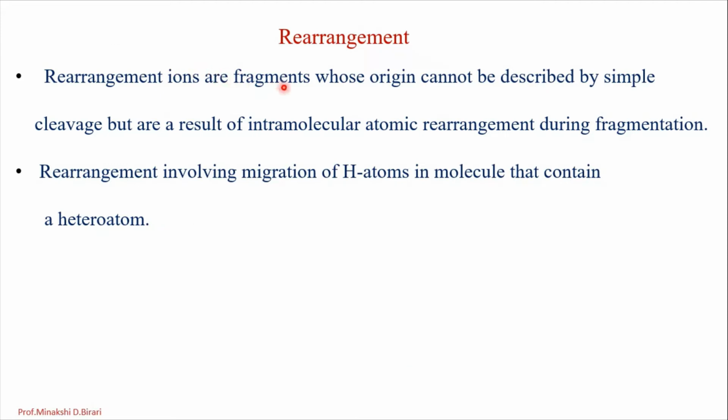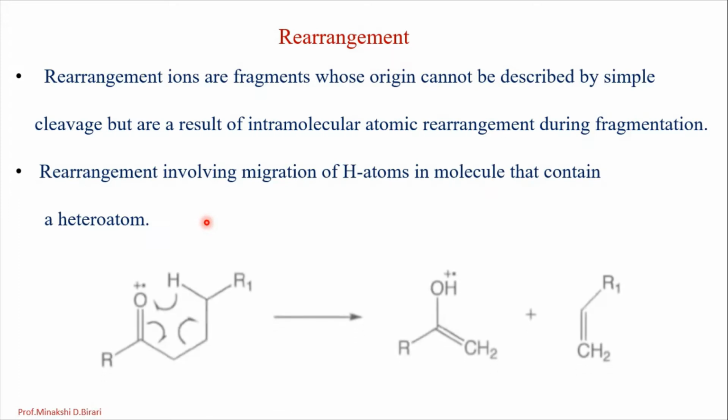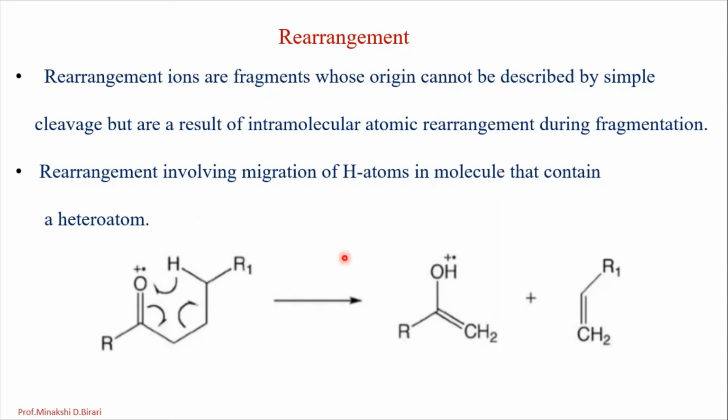Rearrangement ions are fragments whose origin cannot be described by simple cleavage, but are a result of intramolecular atomic rearrangement during fragmentation. Rearrangement involves the migration of hydrogen atoms in molecules that contain a heteroatom, that may be nitrogen, oxygen, sulfur, like that. So this is the general structure in which the McLafferty rearrangement can be represented.